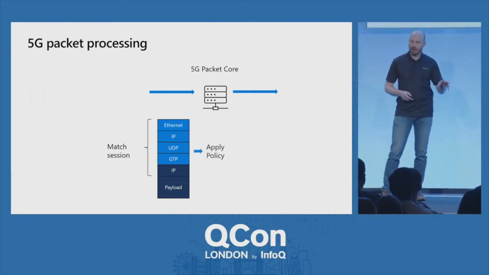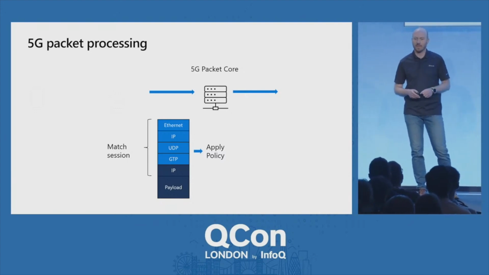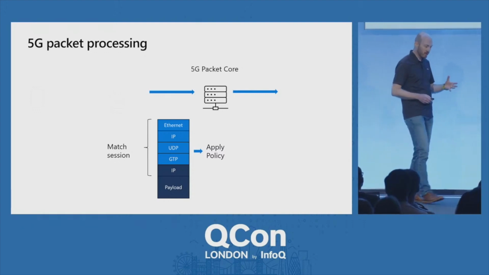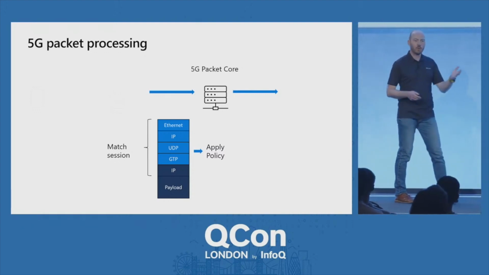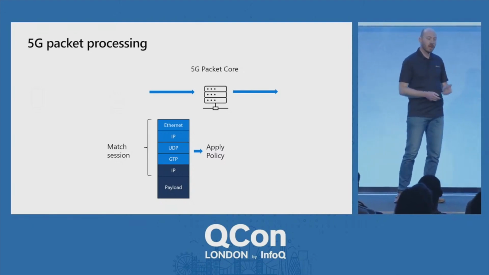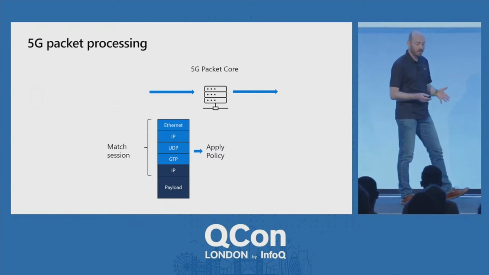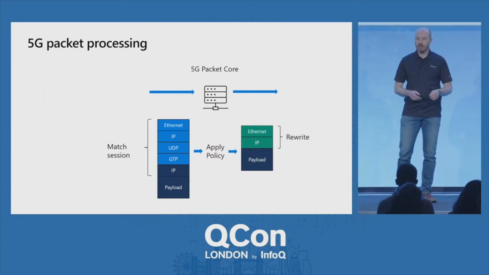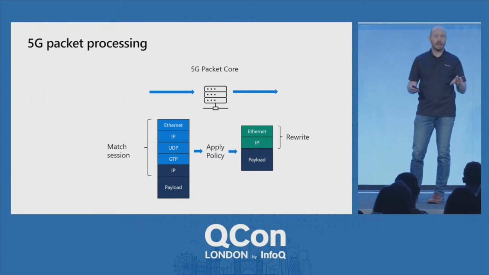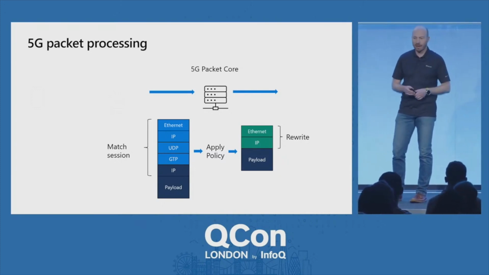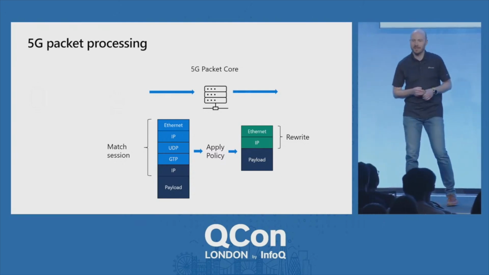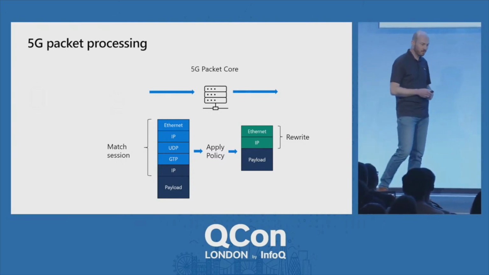So what the 5G packet core does is match on all that information in the header, and then apply policy. That policy might be things like applying quality of service, or it might be doing NAT, network address translation. It could even be doing something like lawful intercept. And finally, once it's decided how it's going to treat that packet, it's going to rewrite the headers and then send that packet out to the internet. And that's how you're browsing the BBC News or whatever it is from your phone.